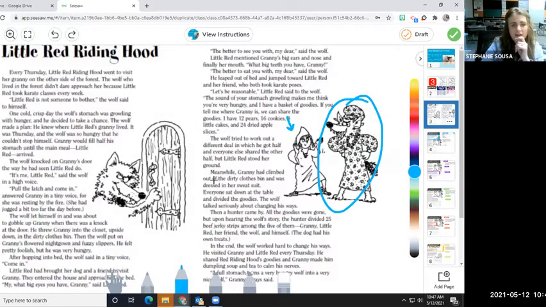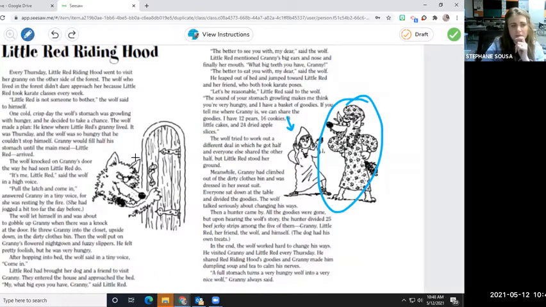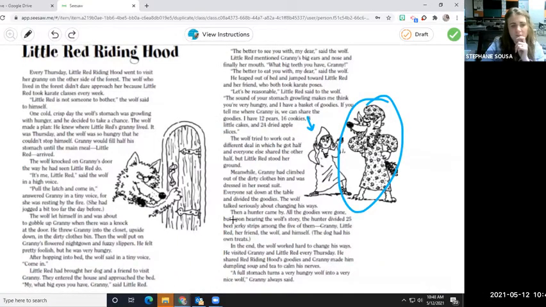Meanwhile, Granny had climbed out of the dirty clothes bin and was dressed in her sweatsuit. Everyone sat down at the table and divided the goodies. The wolf talked seriously about changing his ways. Then a hunter came by, and all the goodies were gone. But upon hearing the wolf's story, the hunter divided 25 beef jerky strips among 5 of them: Granny, Little Red, her friend, the wolf, and himself. The dog had his own treats.